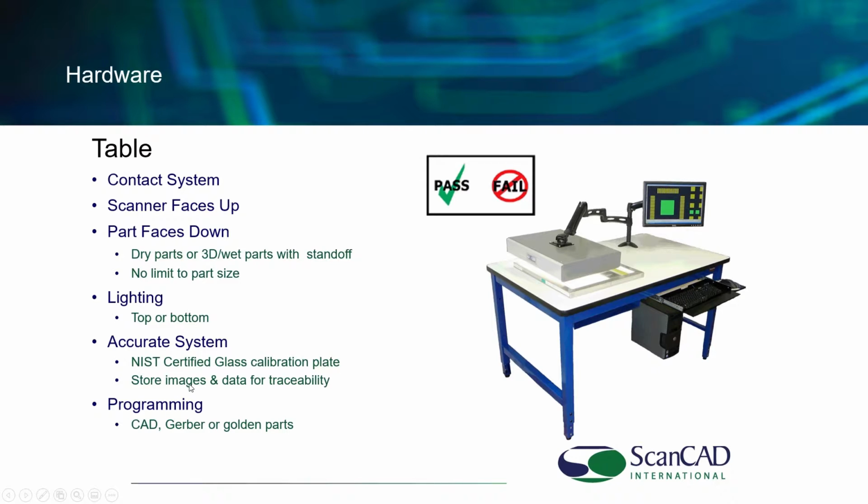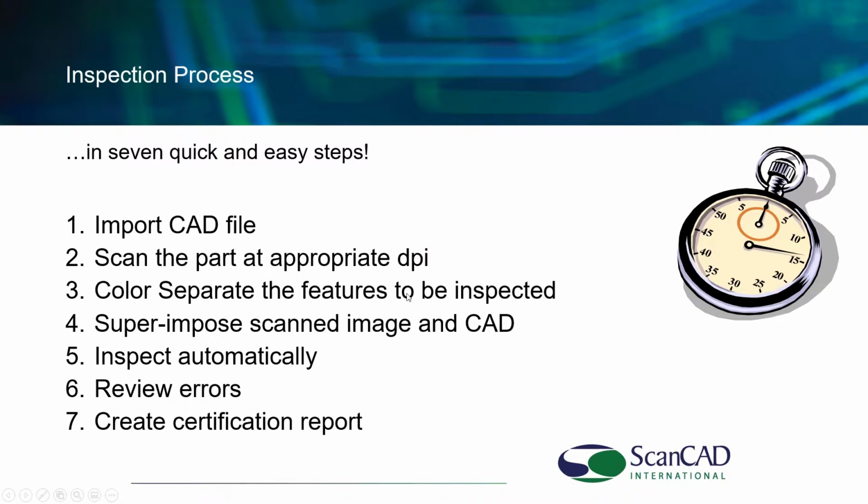And then I would like to share with you that you can store those images and data for traceability. Everything that I've shown you can be stored and saved. Again, programming from CAD. Gerber is a form of CAD, or golden part. Our objective again is that pass-fail. These are the 7 steps that are typically run today for an inspection. Most customers have a 5-minute process.